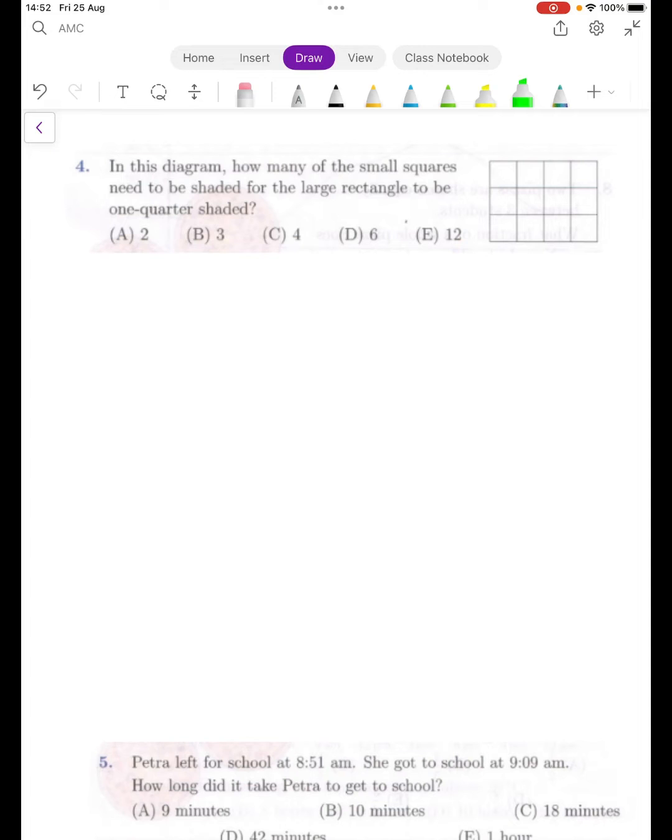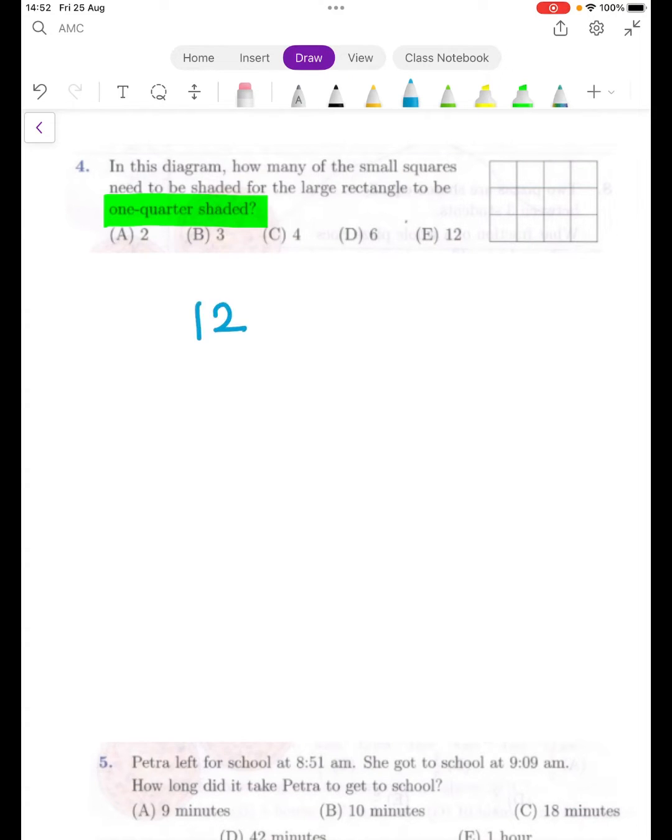In this diagram, how many of the small squares need to be shaded for the large rectangle to be 1/4 shaded? Now this can be done in different ways. I'll show you two different ways. Now we can see there are three groups of 4. So there are 12.